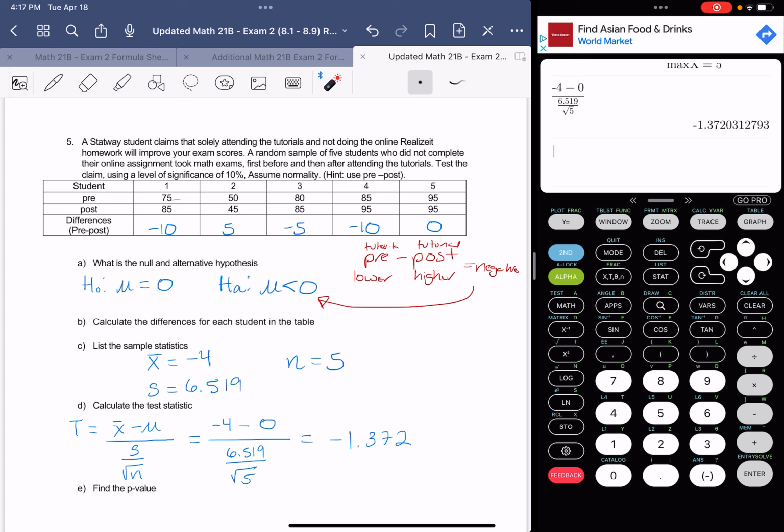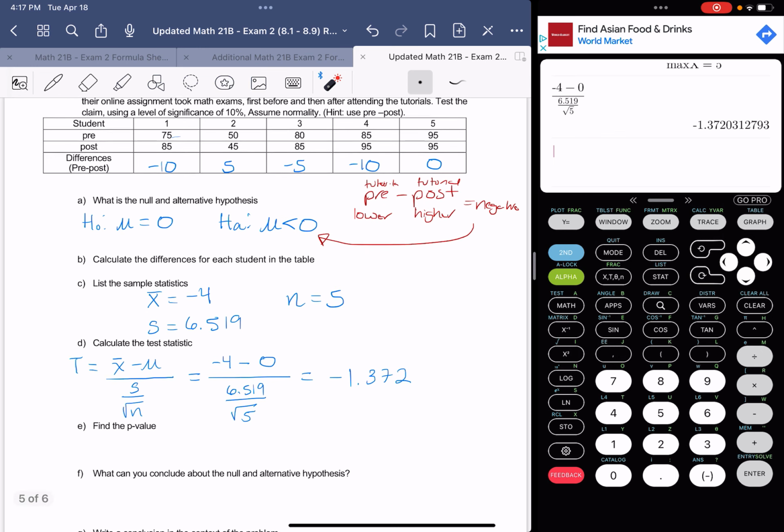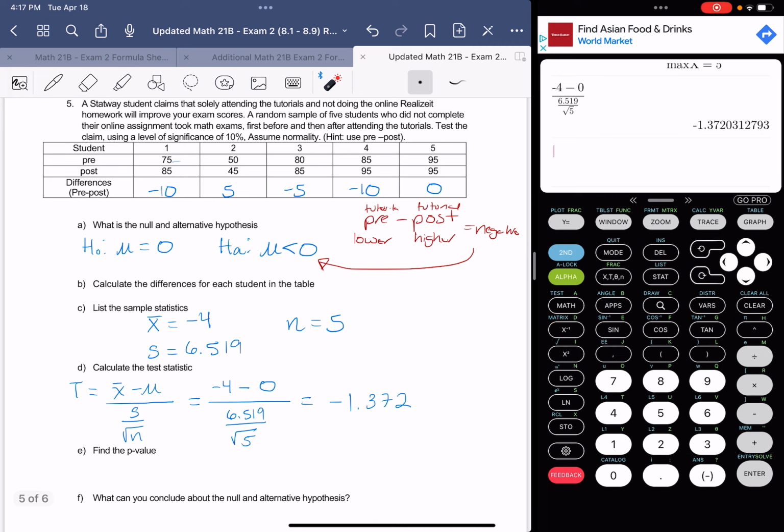Is this where I have to do it separate? Yeah, if you need to do it in several steps, that's okay. Any questions there?